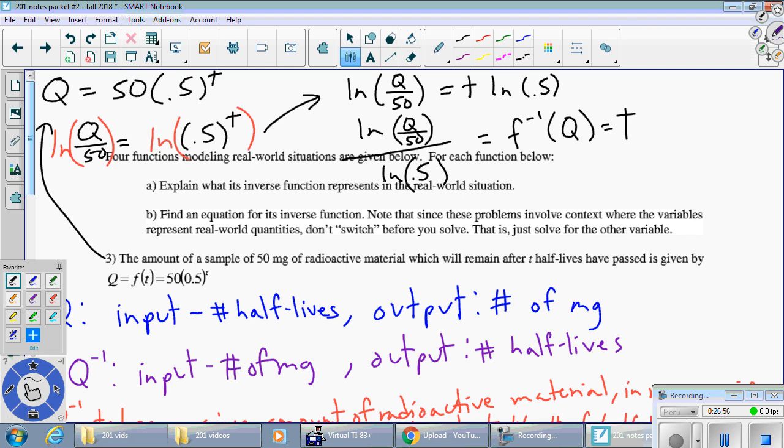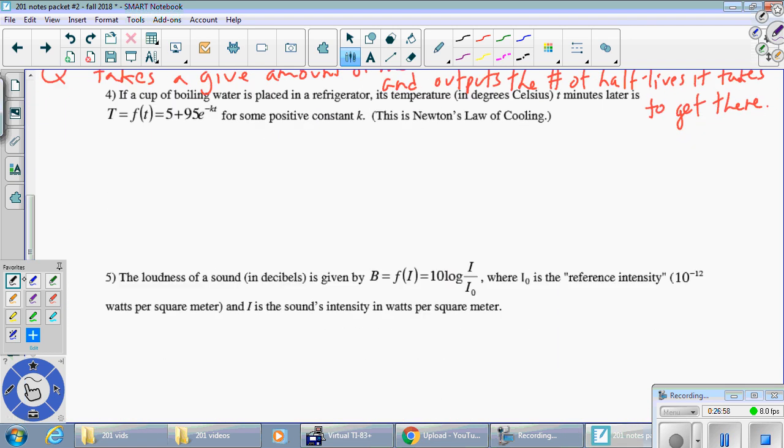Okay, so number 4, like I said, not going to do the interpretation. I'm just going to do the solving for the inverse function. So we are going to solve the equation. I'll write it without the f of t in the middle. But we're going to solve this equation right here for the value of little t, the input variable.